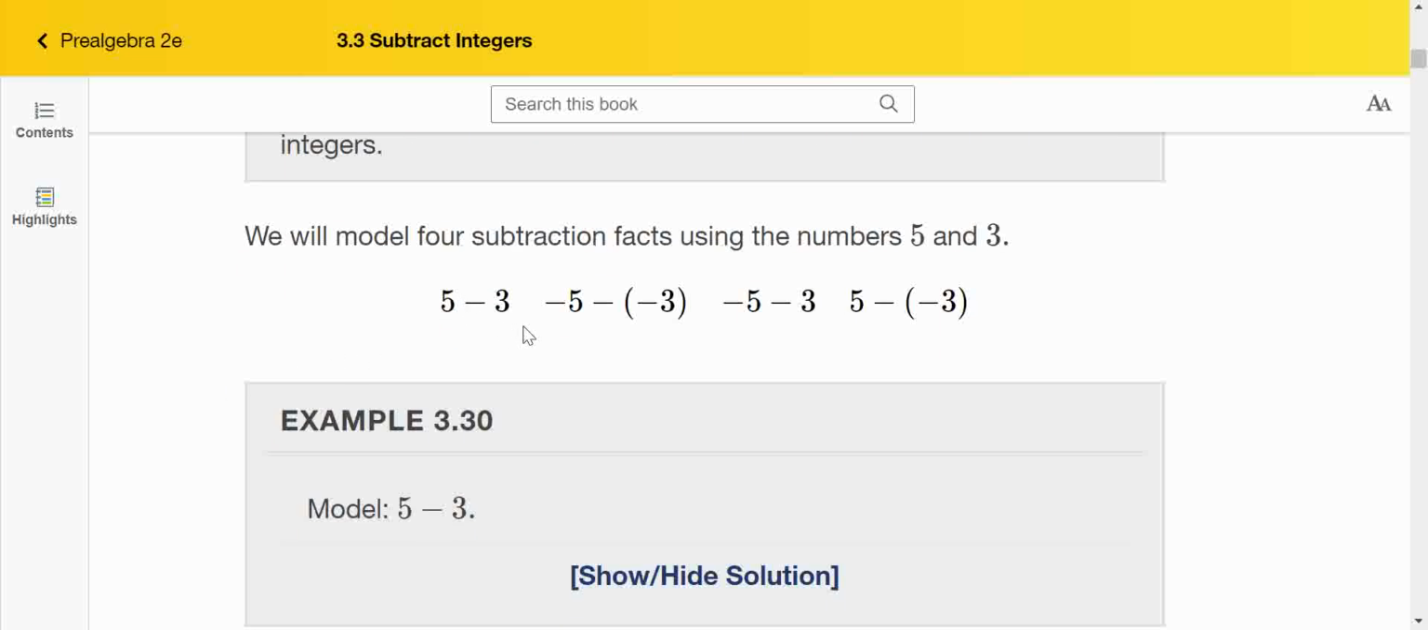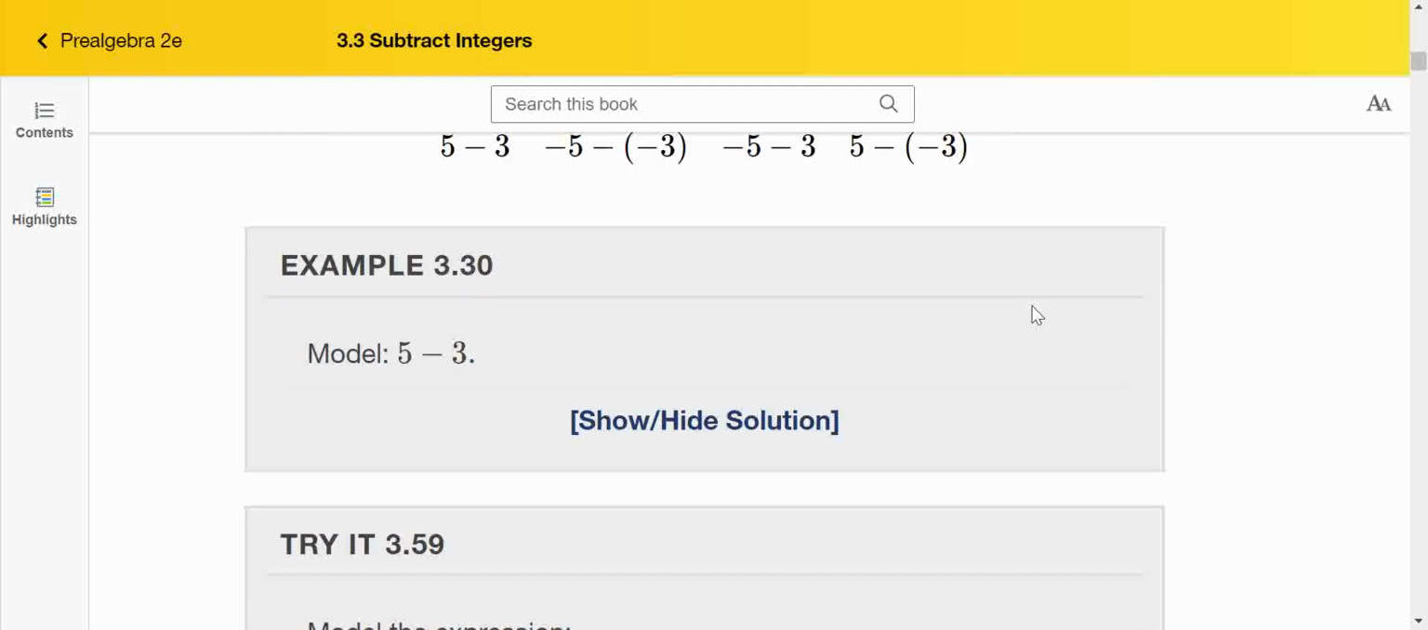And so actually it looks like one line of these numbers, but there are 4 sets of these. 5 minus 3, negative 5 minus 3, 5 minus negative 3, and finally negative 5 minus negative 3.